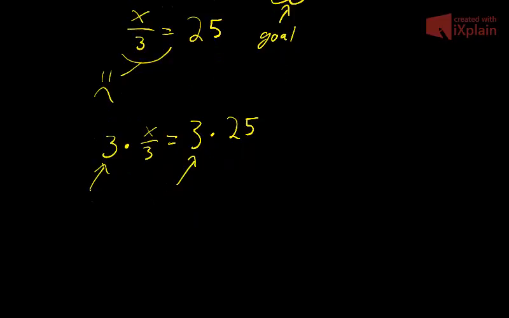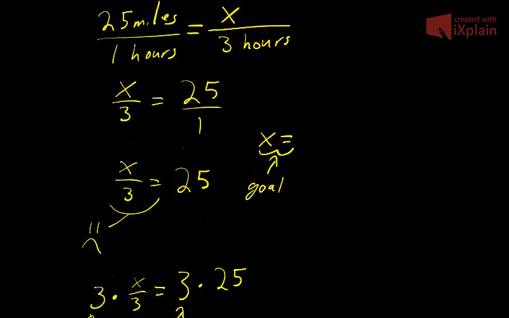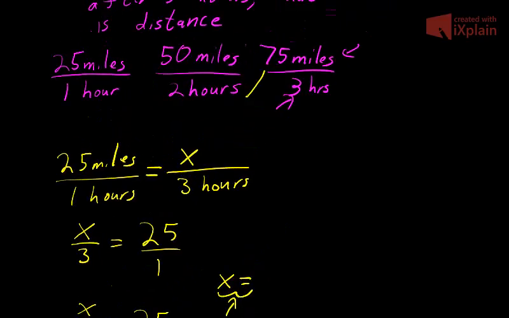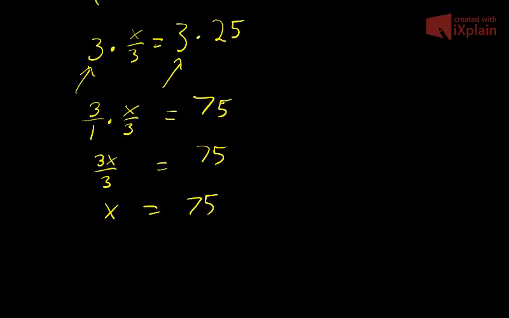So 3 times x divided by 3 is 3 over 1 times x over 3, which is 3x over 3, which is just x. So on this side I now have x, and that's equal to 3 times 25, which is 75 every step of the way. And I end up getting that x equals 75, just like I did doing it the long way up here, 75. Or just by setting up this equation and then solving it, I get x equals 75 right there, which is the equation I'm going for.